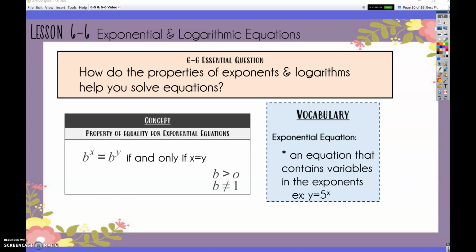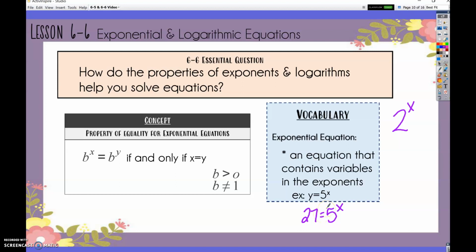In lesson 6.6, we're going to talk about more properties. So we'll start right off the bat here with our exponential equation. Now we've dealt with exponentials, where we're looking at a number to a power, but now we're going to put it in an equation. So something like y equals 5 to the x, or you might have 27 equals 5 to the x. There's our exponential, and the equation has the equal sign.